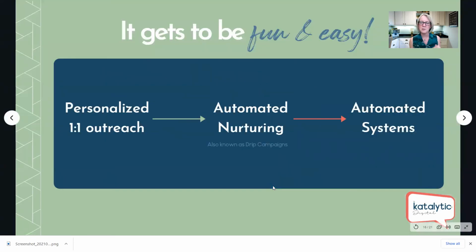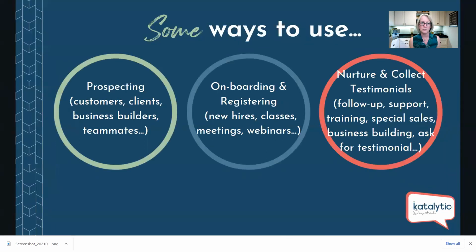Okay, so it really gets to be fun and easy. Yes, there's a little bit of a learning curve to get everything set up, but once you have your assets set up, it gets to be faster. So you can create personalized one-on-one outreach in a matter of minutes once you're set up, right? And then you can go and do some automated nurturing like drip campaigns, and then even do some more automated systems. But really, just to start out, you don't need to do all that. Really, the personalized one-on-one outreach is huge.